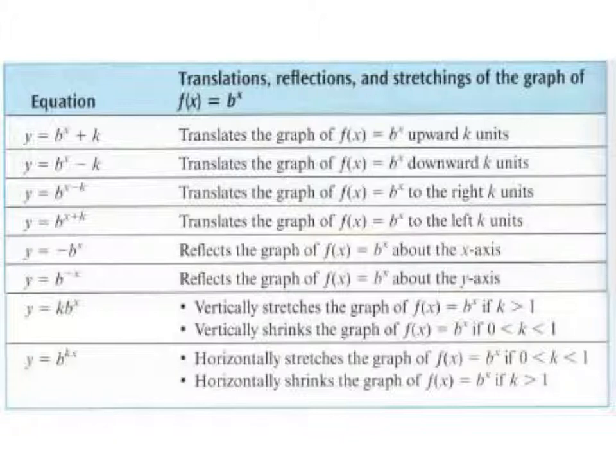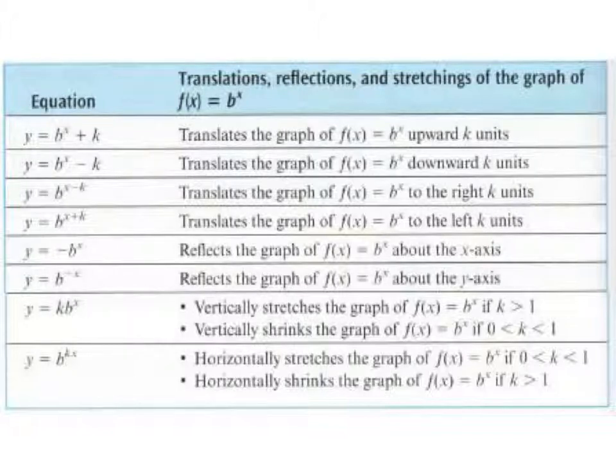If we add onto our equation at the end, so outside of our exponent, that's going to move the graph up, and it's going to move it up whatever we add to it. The same thing if we subtract at the end, that's going to move the graph down however far that we are subtracting. If we subtract in the exponent to our variable, that's going to move it to the right. If we add in the exponent to our variable, it's going to move it to the left. If we make the whole equation negative, it's going to reflect our graph across the x-axis. If we just make the variable in the exponent negative, that's going to reflect the graph across the y-axis.